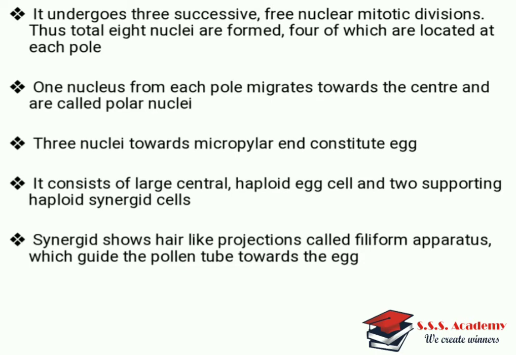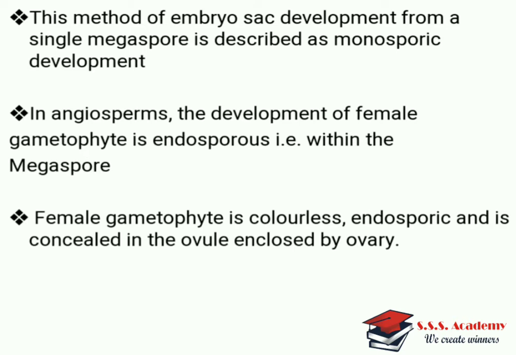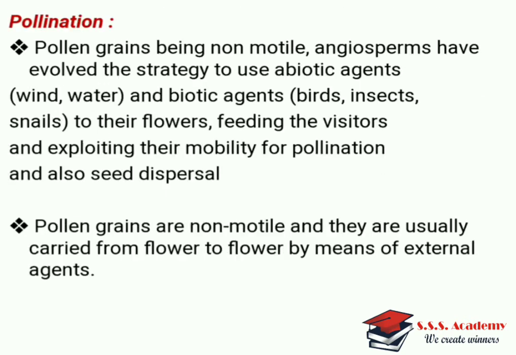This part is repeated. Up till now, this slide is repeated. Next we will start with pollination. It ends towards the enclosed by ovary. Up to this: female gametophyte is colorless, endosporic, and is concealed in the ovule enclosed by ovary. Next we will start with pollination.